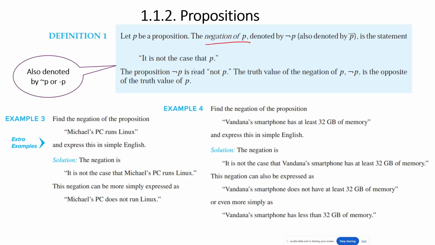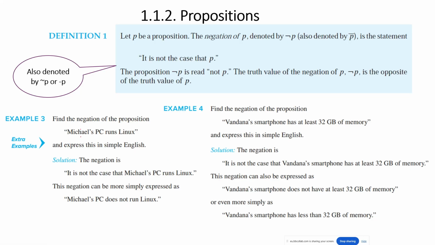What does the negation of P mean? If P is actually true, then not P is going to be false. That's what it means, the opposite. And if P is false, then not P is going to be true. So basically that's what it is.